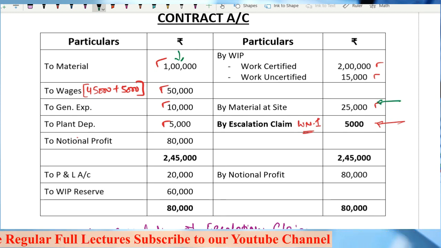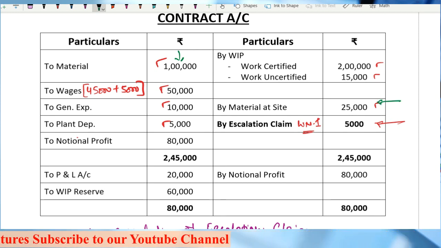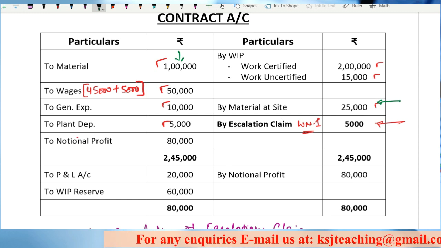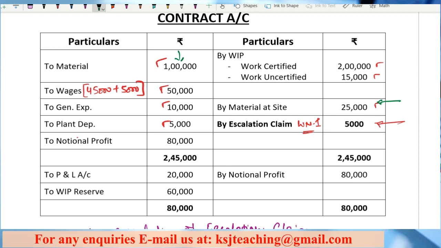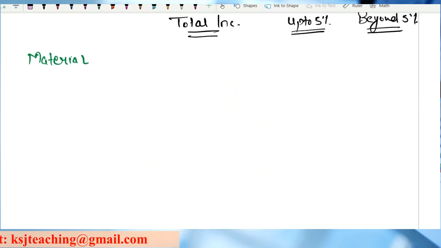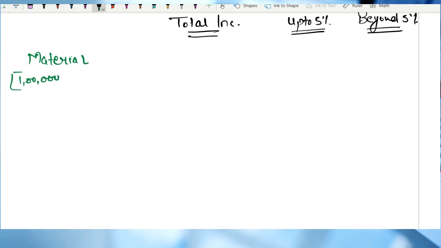So that means during this period, I have consumed the material worth rupees 75,000. So I can place a claim for only 75,000. 25,000 is still there. We haven't used that. There is no expenditure. 25,000 is still at site. So whatever we have used, 75,000 we have used. So first thing is, I will take 1 lakh minus 25,000, which is lying in store.